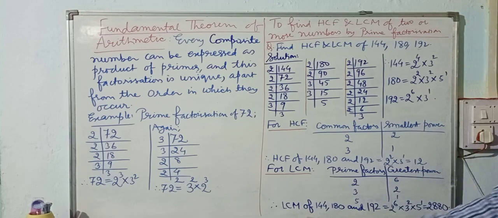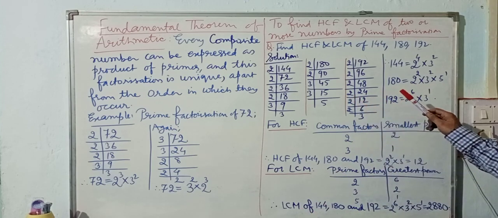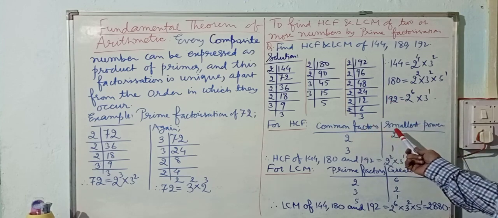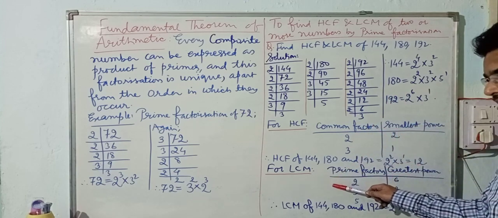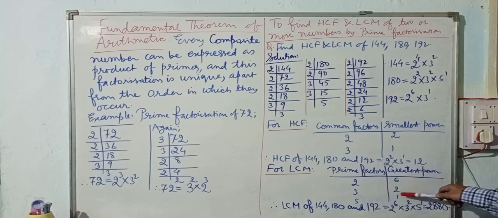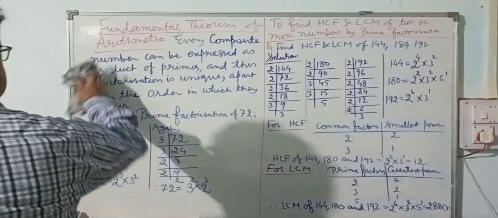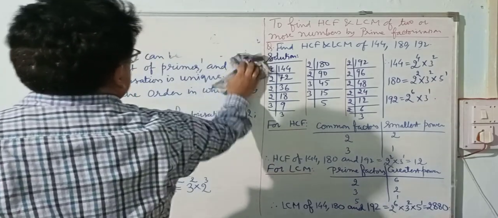Once again I am repeating: to find the HCF of two or more numbers, find the common factors with smallest power, and for finding the LCM, all prime factors with their greatest power give the LCM of two or more numbers. This is how the fundamental theorem of arithmetic is applicable to find the HCF and LCM of two or more numbers. Let us have an assignment on the same.